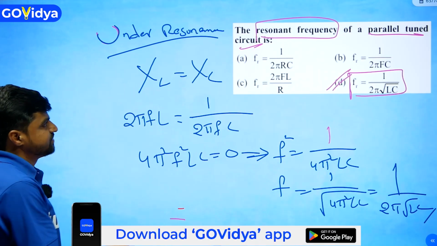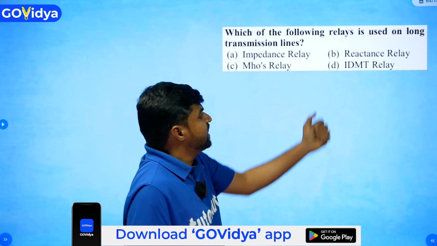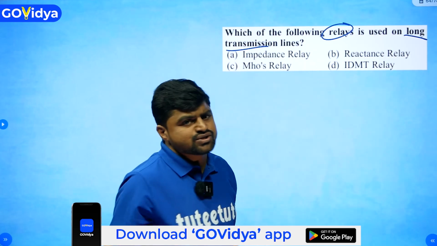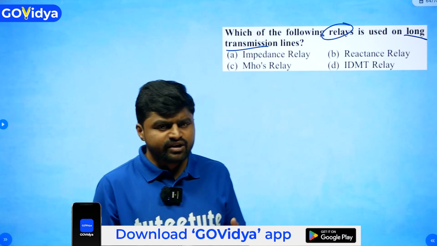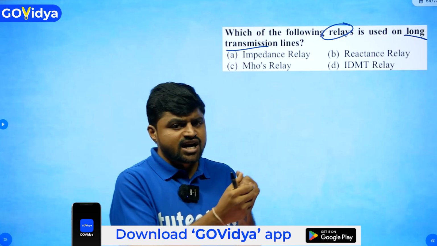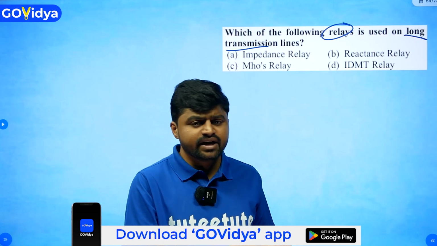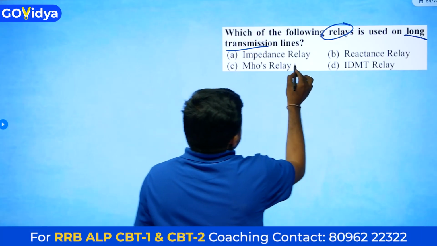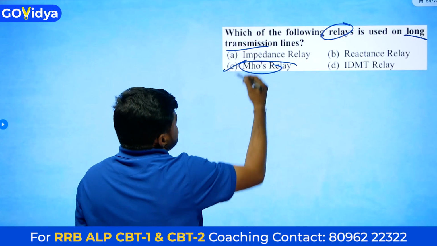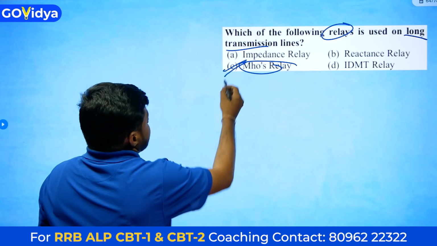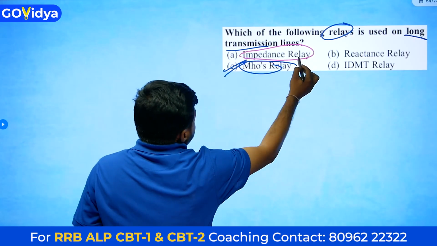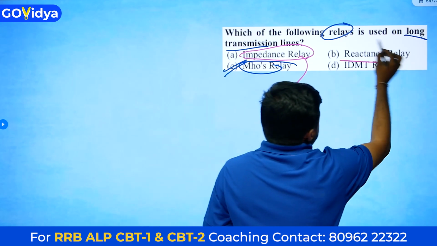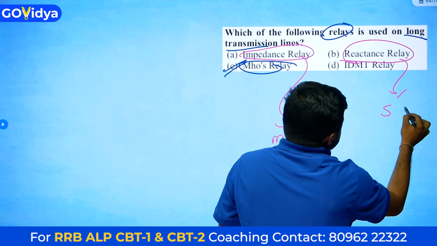Next question. Which relay is used for long transmission line? We have three transmission lines: short transmission line, medium transmission line and long transmission line. For long transmission line we use more relay. Option C is the correct answer. Impedance relay is used for medium transmission line, and reactance relay is used for short transmission line.